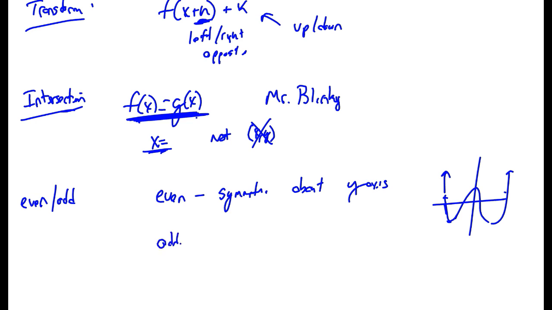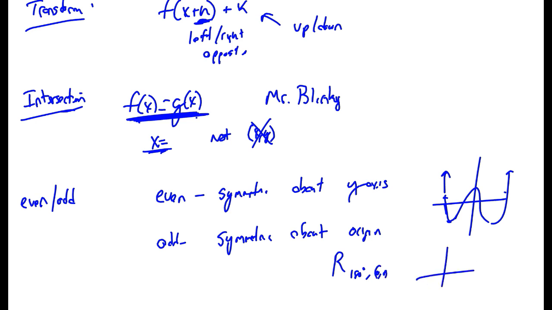Odd functions are symmetric about the origin. That means I can rotate it 180 degrees about 0, 0. I can take a curve and spin it about the origin, and it's going to land back on itself. So if I can reflect it through the origin or rotate, turn your paper upside down, and you get the same graph by looking at it through the origin, then you know it's an odd function.